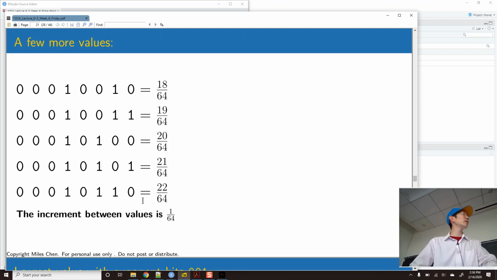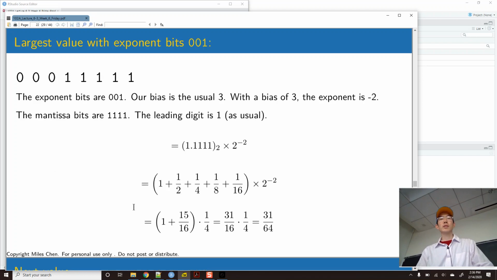All right, what would be the largest value I can represent where my exponent is 0, 0, 1? So it would be 0, 0, 1, and then this would be 1, 1, 1, 1. So what do you think? Okay, so this is what we get. Our exponent is still 0, 0, 1. The others are 1, 1, 1, 1, okay?